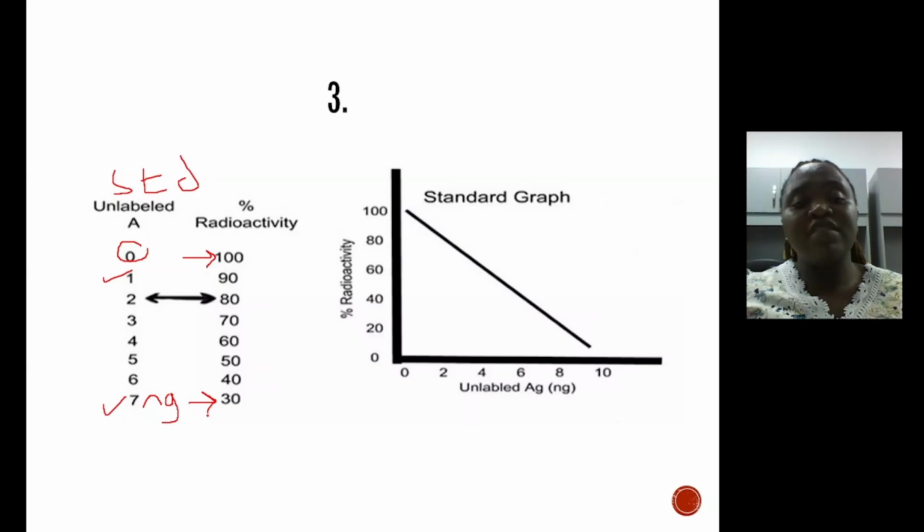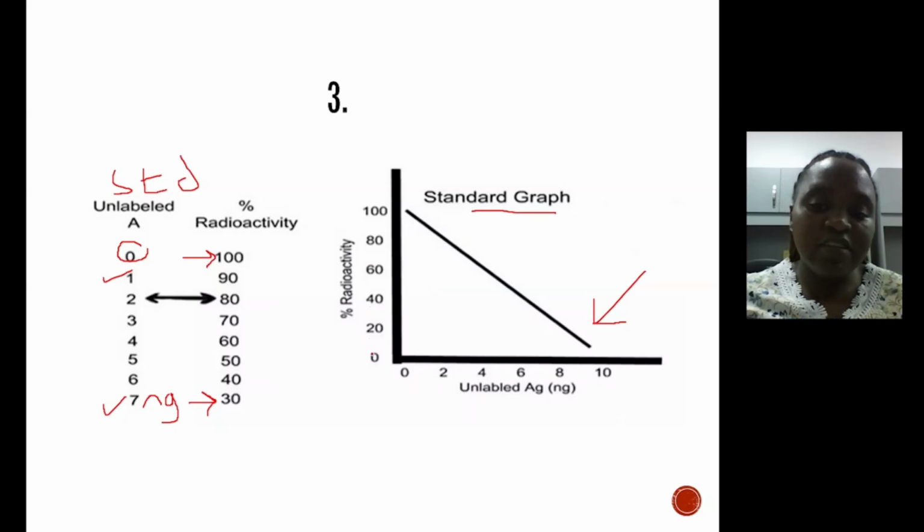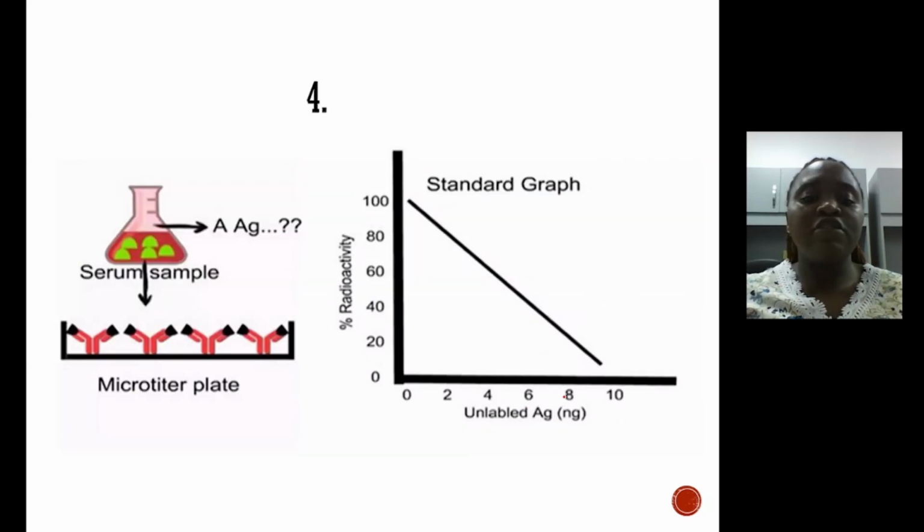What you do now with this is generate what we call a standard curve or graph. In this case, you get a linear graph like shown here. That is the percentage radioactivity on the y-axis, and the x-axis has the standard of the unlabeled antigen. Next, you go back to your sample. This is your serum sample that should have the same antigen as the unlabeled antigen that we have used as a standard. The only difference is that in this case, we do not know the concentration of this antigen.